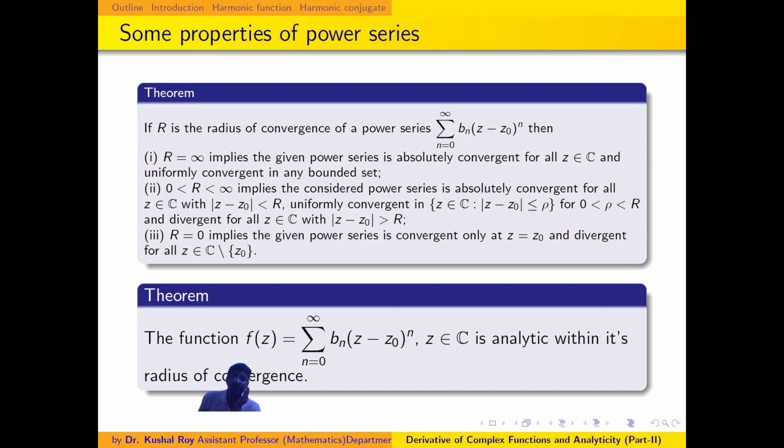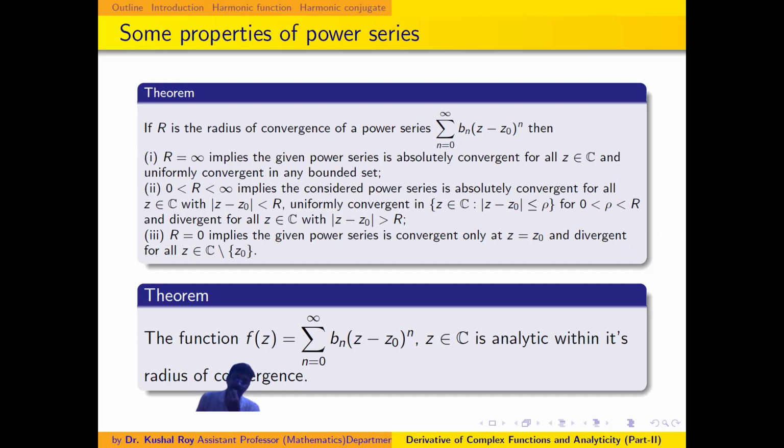The next one: if 0 less than R less than infinity, this implies that the considered power series is absolutely convergent for all z belongs to C with mod z minus z0 less than R, uniformly convergent for all z belongs to C such that mod z minus z0 less than or equal to rho, where rho is strictly less than R, and divergent for all z belongs to C with mod z minus z0 greater than R. So it is impossible to say whether this series is convergent or divergent on the circle mod z minus z0 equal to R. If R equal to 0, it implies that the given power series is convergent only at z equal to z0, and the sum must be 0 in that case, and it is divergent for all other z belongs to C.